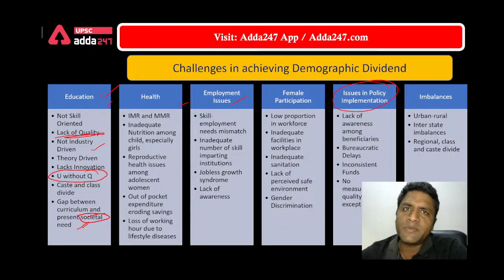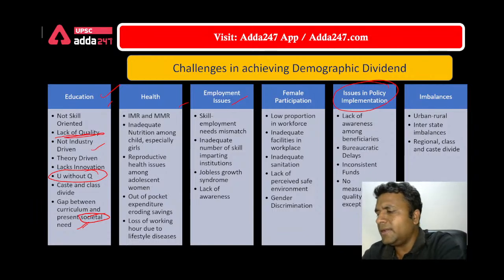And with the present setup in the education system, innovation is missing. The focus on research and development should be more, the focus on innovation should be more, the focus on analytical thinking should be more, but that is slightly missing. So we need to work on that aspect as well.